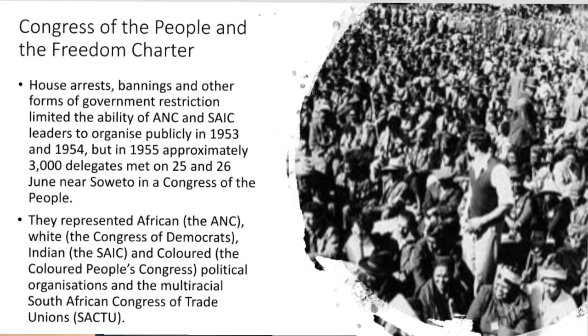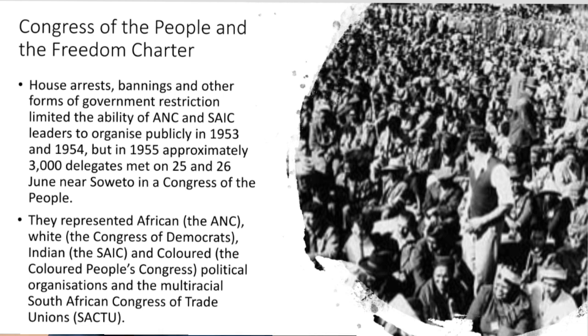Now, the state wanted to prevent this, and a lot of the key leaders had banning orders which prevented them from traveling. But in spite of this, in 1955, in Kliptown, just outside Johannesburg, 3,000 delegates attended, known as the Congress of the People. Clause by clause, they went through each one of the proposed clauses in this Freedom Charter document, which was basically what the people of South Africa had said they wanted for a future South Africa.